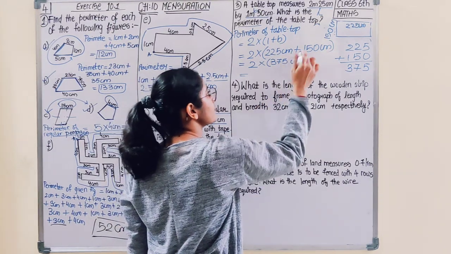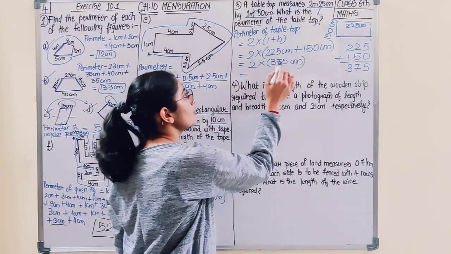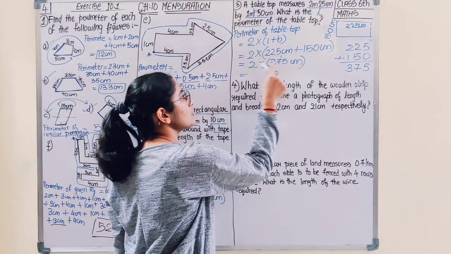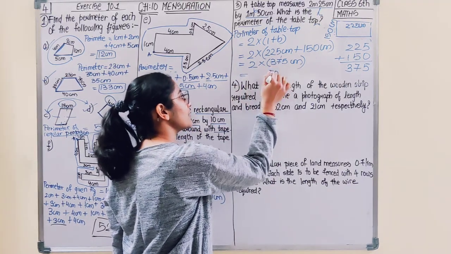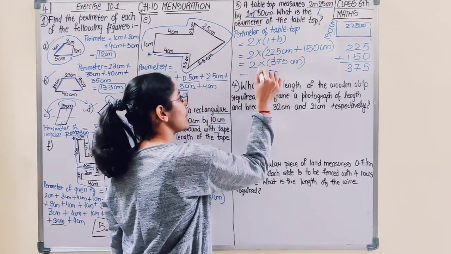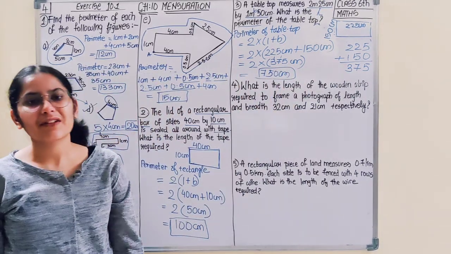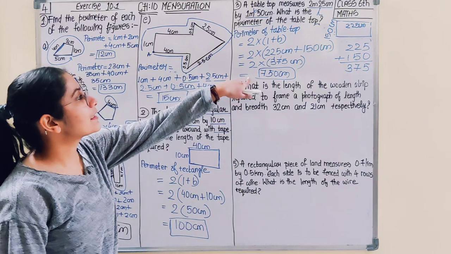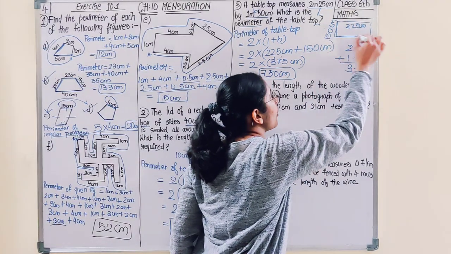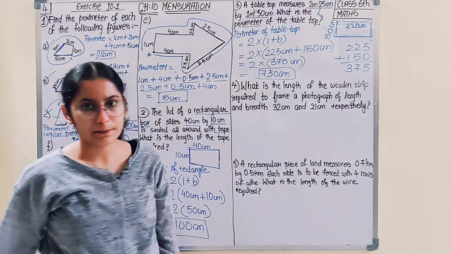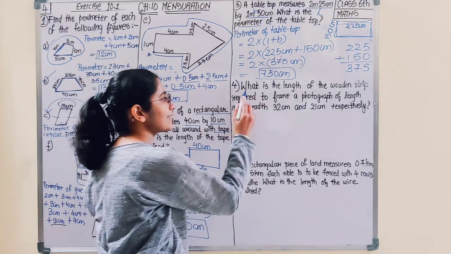That is 2 5s are 10, 2 7s are 14 plus 1 is 15, 2 3s are 6 plus 1 is 7, 750 centimeter. 750 centimeter is the perimeter of the table top. Okay, moving down to next question.